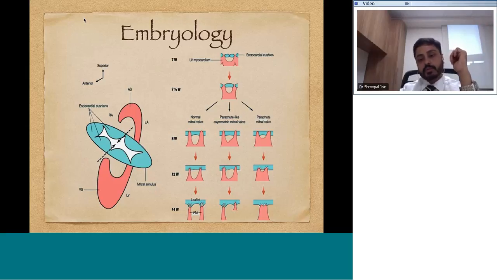And any process which halts the delamination of the muscular strands from the LV myocardium may result in the parachute mitral valve.